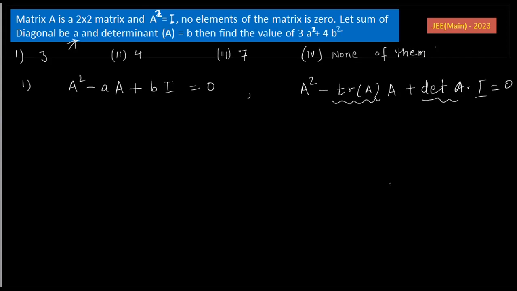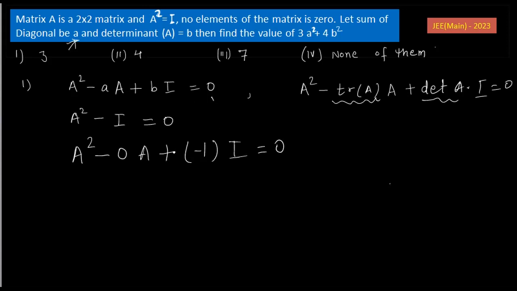Further, it is also given that A square equals the identity matrix. So once we write A square equal to identity, or A square minus identity equal to 0, we can rewrite this as A square minus 0 times A plus negative 1 times I equals 0. Now if we compare this equation with the characteristic equation, we get small a equal to 0 and small b equal to negative 1.